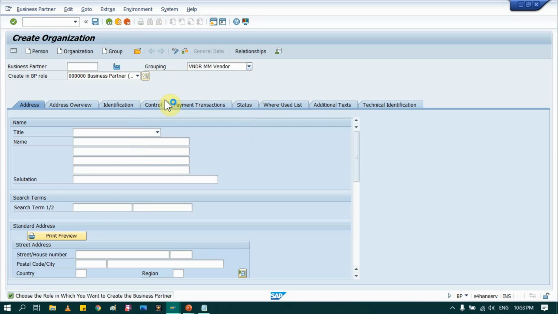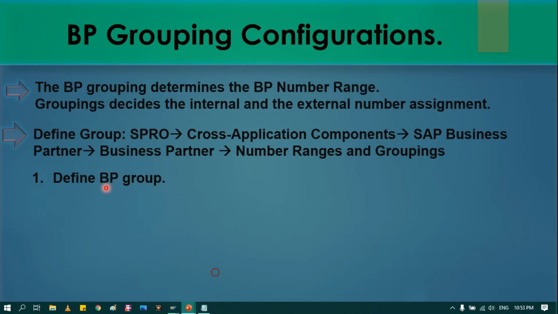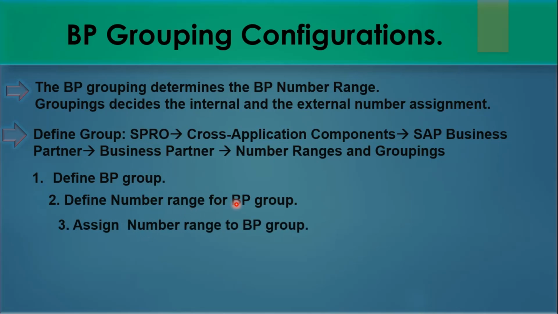See, here it is. Okay, so my grouping is now available. Now I have created my grouping. I have defined my number range for BP grouping, and I have assigned it. So BP grouping configuration done.